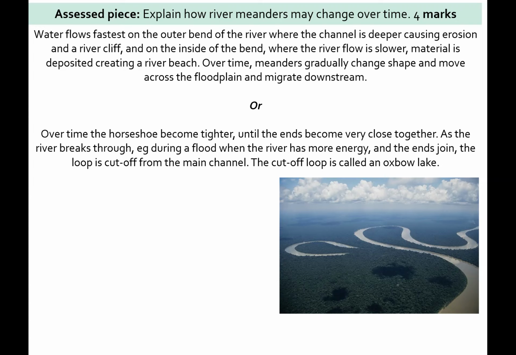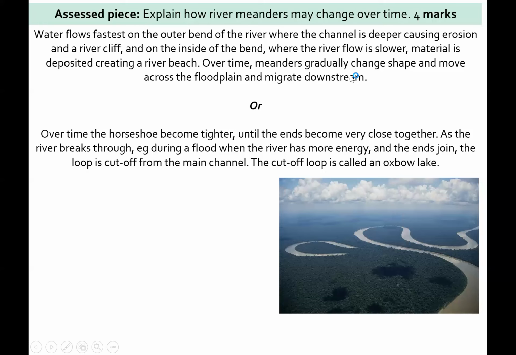So the first one talks about how water flows fastest on the outer bend of the river where the channel is deeper, causing erosion and a river cliff. And on the inside of the bend, where the river flow is slower, velocity is lower, materials are deposited, creating a river beach. Over time, meanders gradually change shape and move across the floodplain and migrate downstream. That answer needs that final sentence that says how they change over time, that they move, that they migrate. If you don't have that, you won't get full marks.